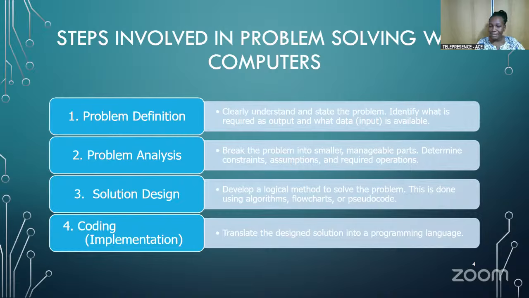Now you need to break down the problem into smaller, manageable parts. It's just like, take for example, you have a complex system. You need to break it down to make it reduced to smaller sizes.